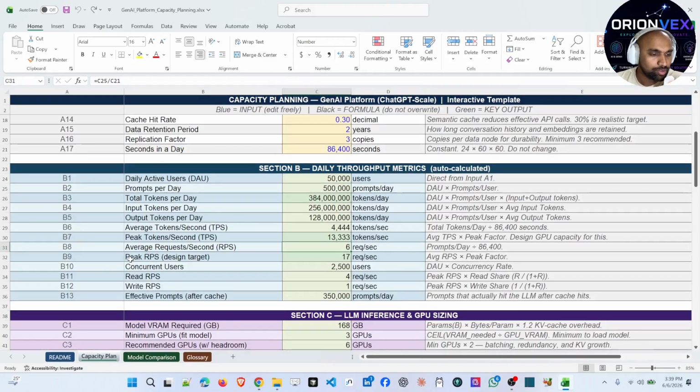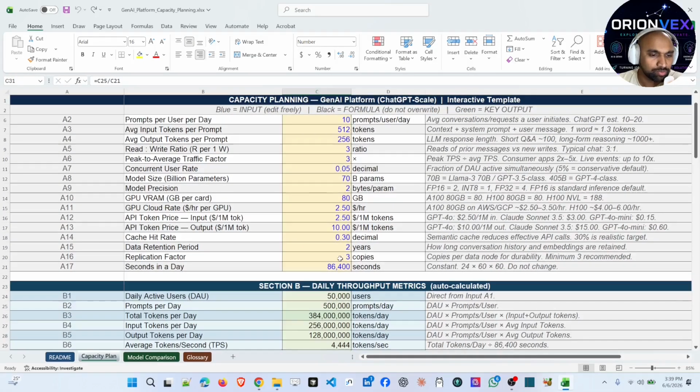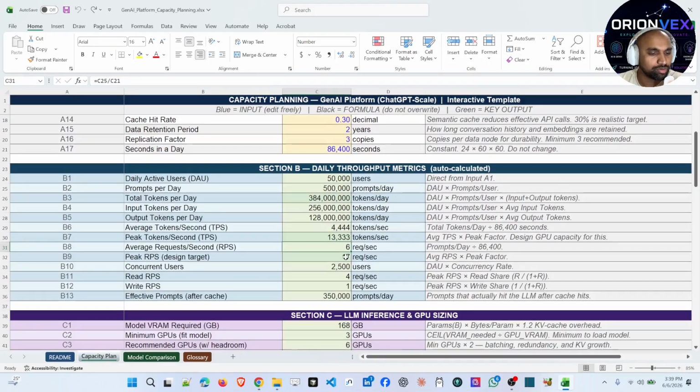Then peak requests per second is around 17. How are we getting it? Average requests per second, 6, into the peak factor, that means 3. It should be around 18, around 3 times. Let's check what factor we have taken. The peak to average traffic factor is 3 times. It should be not 17, it should be 18. It's not a big change.